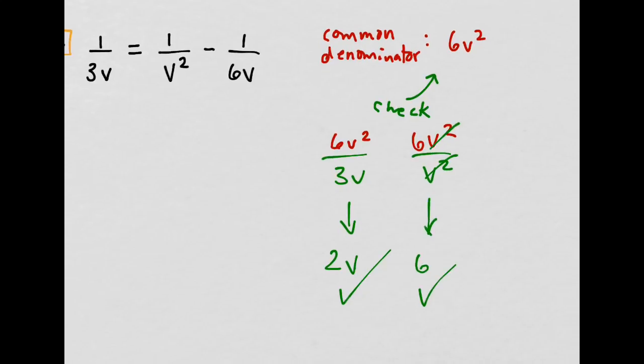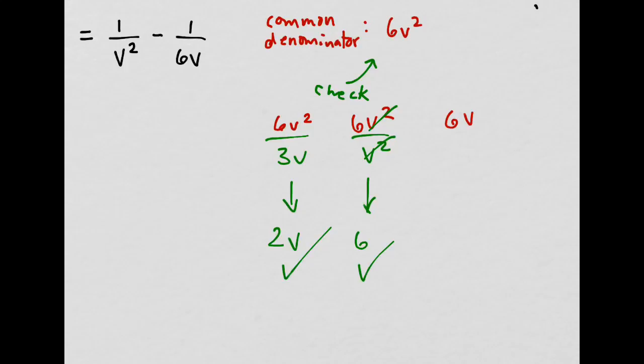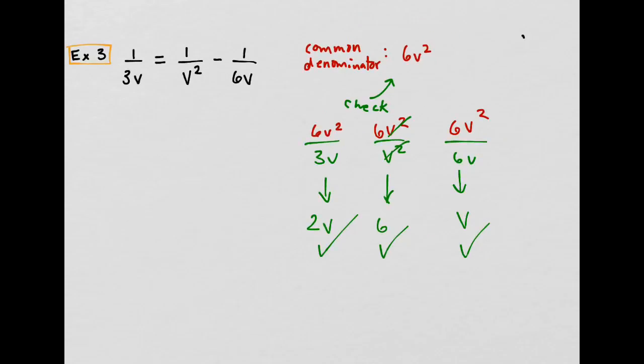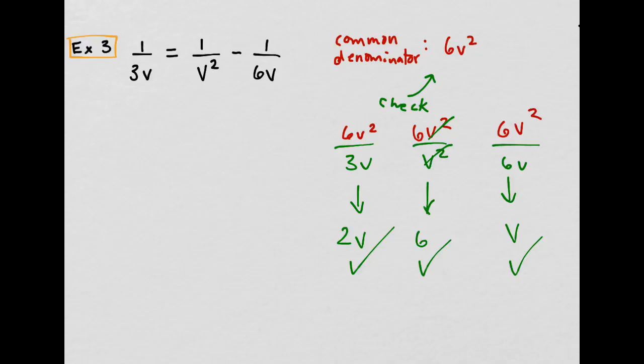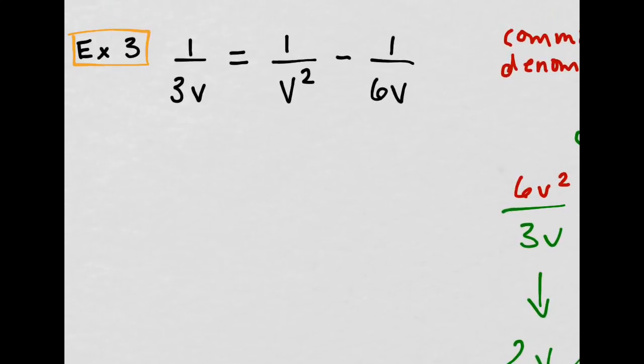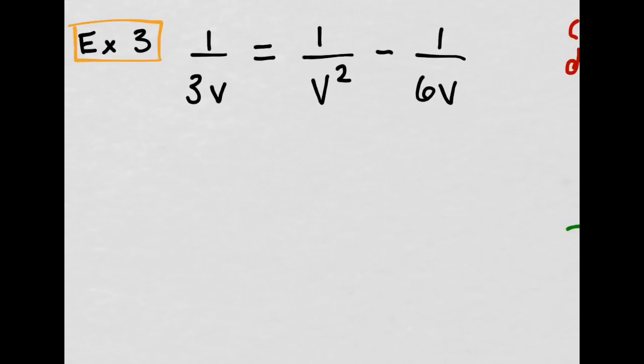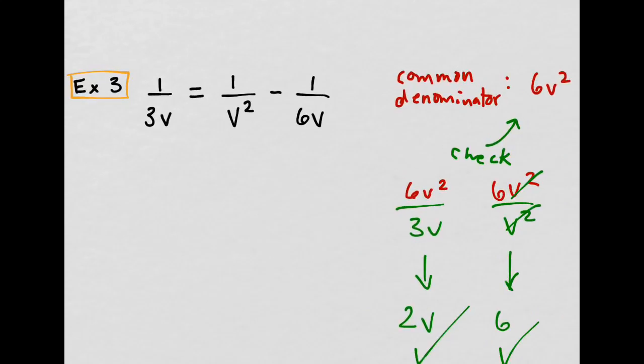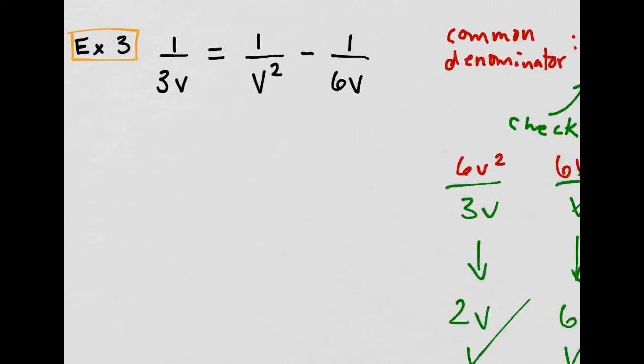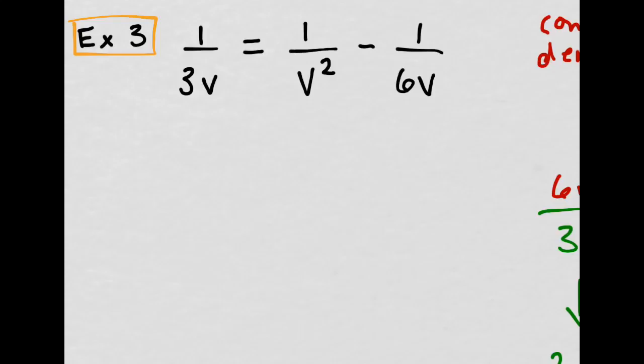Then 6v squared can also be divided by 6v. Because v squared divided by v is v, and 6 divided by 6 is just 1. So that's 1v, but you can just write down v, and that works out. That's how you know it's a common denominator, if it's able to be divided by all three of the denominators. So I'll multiply by 6v squared, and we'll see what happens. The whole point of that is so the fractions go away. And it's really easy.